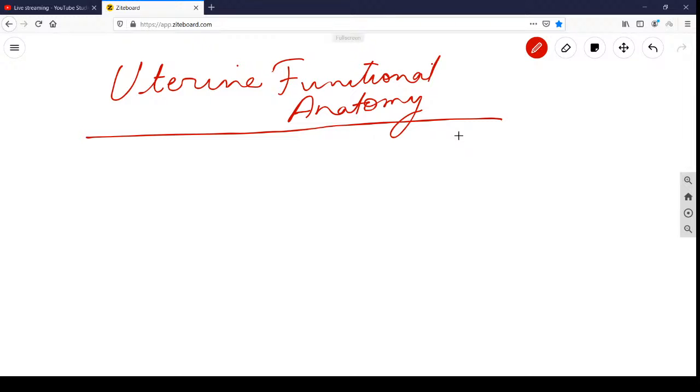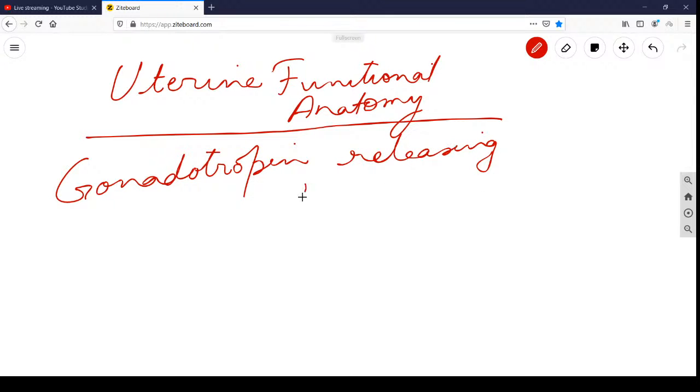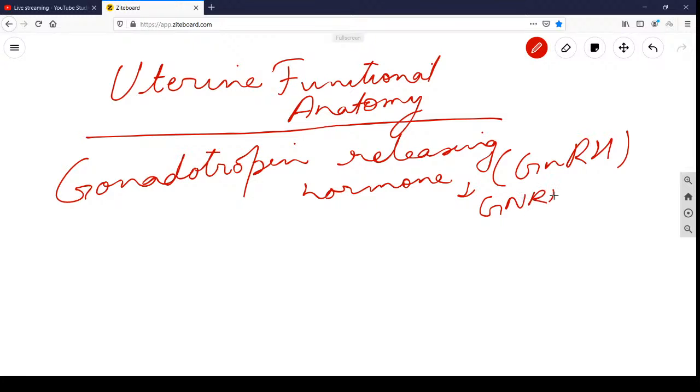So first of all, let me tell you a little bit about the gonadotropin releasing hormone and its secretion. You might have heard the name of gonadotropin releasing hormone, also known by the acronym GnRH, but this is an older acronym. As per the latest acronym, this N is written as capital, so it is written as GNRH now. If you write it the old way, it is wrong as per the latest terminology.